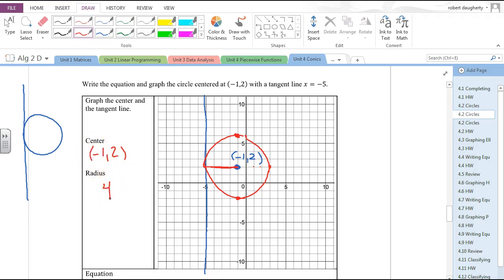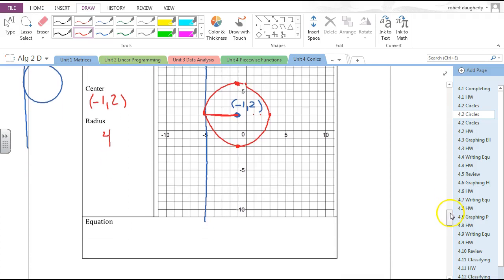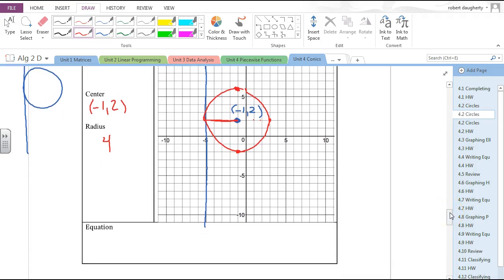So what is this equation? x plus 1 squared plus y minus 2 squared equals r squared, which is 16. Is this a function? Is a circle a function? No. Remember we did a vertical line test, and if it crosses more than once, so a circle is not a function.